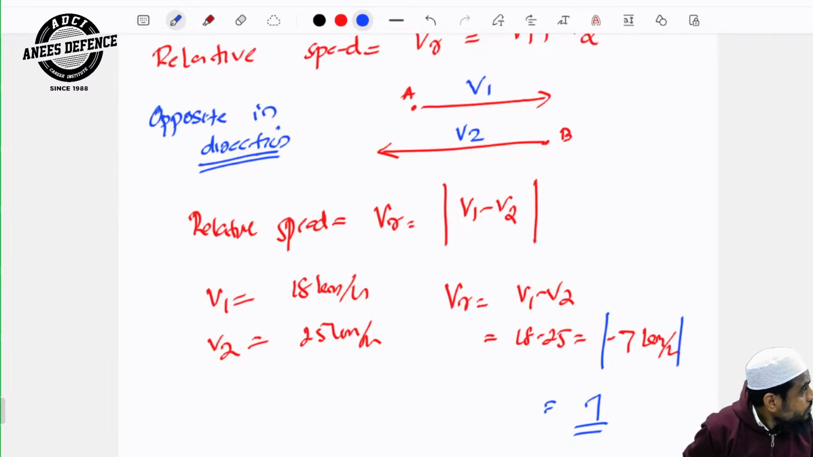18 kilometer and 25 kilometer is the given. Just as an example, a body is moving in a forward direction with 18 kilometer per hour and another body is moving in a reverse direction with 25 kilometer per hour. So the relative velocity can be considered as the difference between the two. But the difference can be minus also. If you take 18 minus 25, it will be minus 7. So you should not put minus 7. You have to consider the magnitude only.